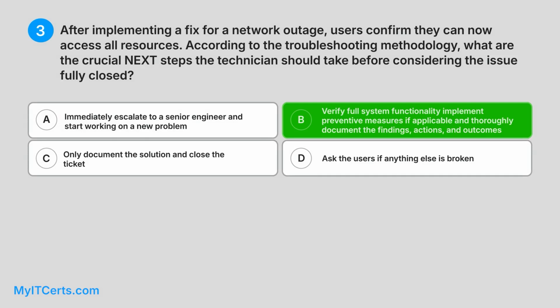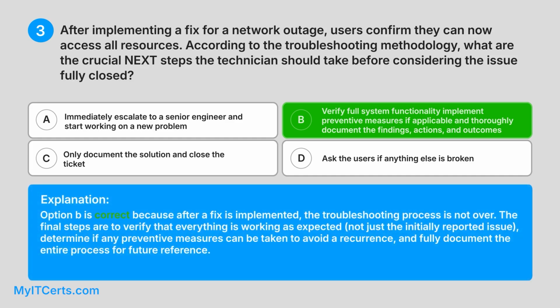Correct answer: B. Verify full system functionality, implement preventive measures if applicable, and thoroughly document the findings, actions, and outcomes. Explanation. Option B is correct because after a fix is implemented, the troubleshooting process is not over. The final steps are to verify that everything is working as expected, not just the initially reported issue, determine if any preventive measures can be taken to avoid a recurrence, and fully document the entire process for future reference.